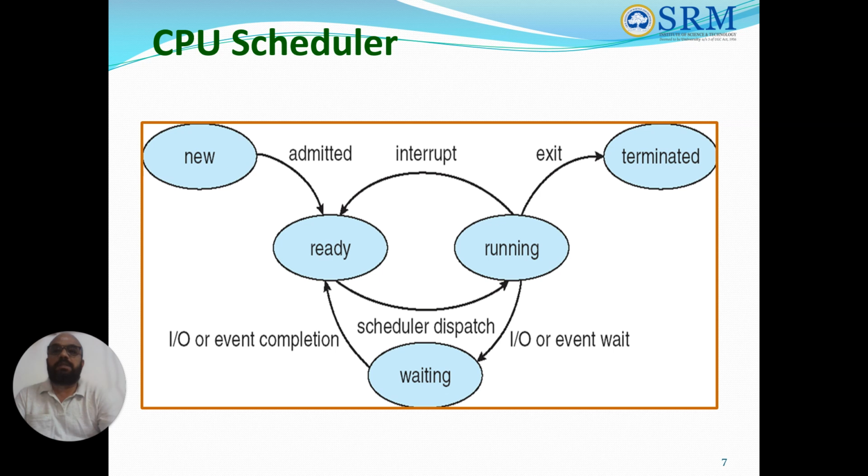Whenever a new process is created, it is admitted into the ready queue. And whenever an interruption happens, the running process will be put at the rear end of the ready queue. And from the ready queue, the dispatcher switches the process to the running state. Once the process gets completed, it goes to the terminated state. Whenever an IO related operation happens, the currently running process moves to waiting, and finally once the IO completion happens, it moves to the ready state.